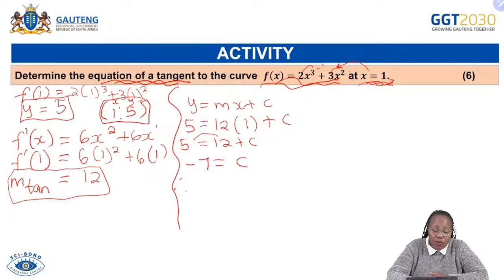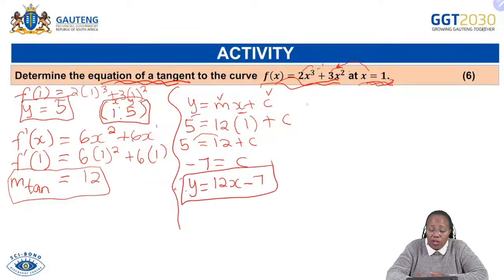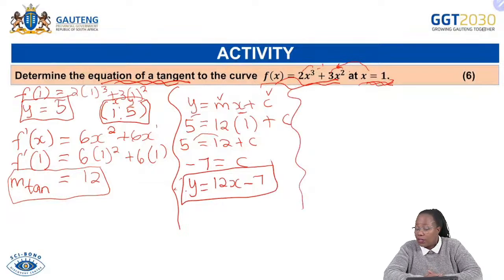So the real equation now will substitute m and c and leave x and y because it's an equation. So m is 12, so 12x, and the c will be minus 7. That is the equation of that particular function.